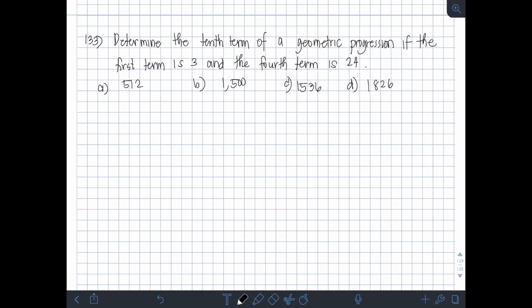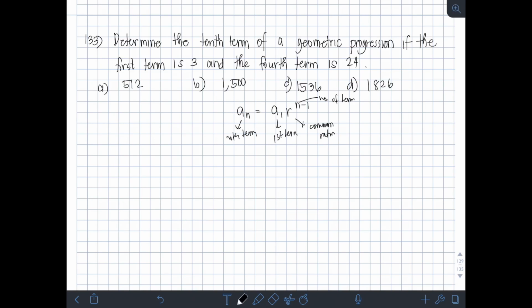Next, determine the 10th term of a geometric progression if the first term is 3 and the fourth term is 24. Okay, so apply natin dito yung formula sa geometric progression. So, yung a sub n ng geometric progression is equal to a sub 1 times r raised to n minus 1. So, ito yung first term, a sub 1. Ito yung common ratio. Yung n yung number of term. Tapos, ito yung n term.